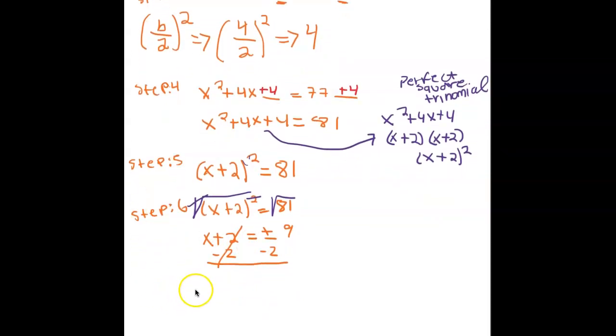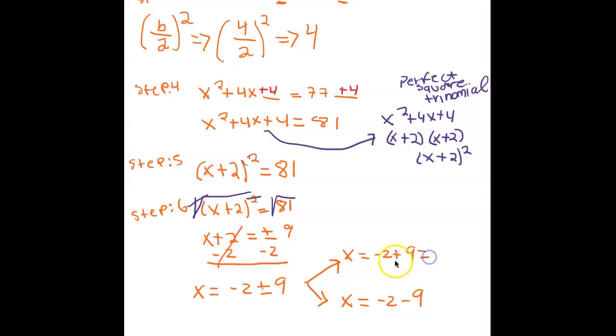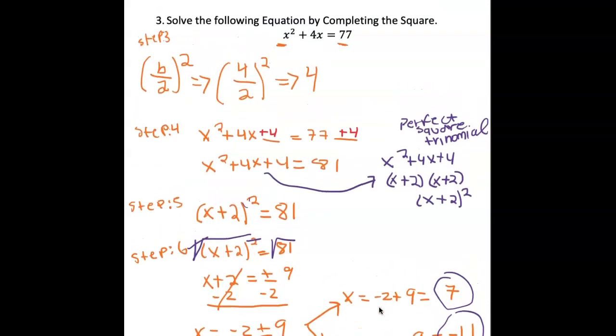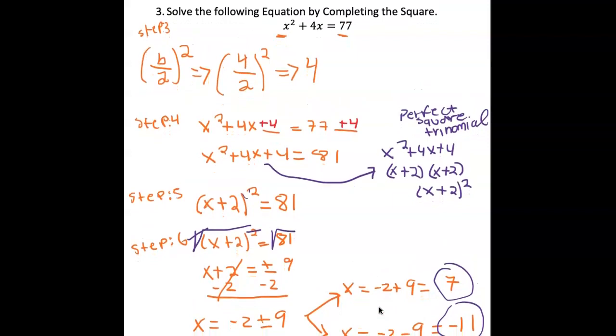Okay, so now I have x equals negative 2 plus or minus 9. We can rewrite it. So x equals negative 2 plus 9, and x equals negative 2 minus 9. This gives you 7, and this gives you negative 11. And those are your two values for x. And this we solved by completing the square.